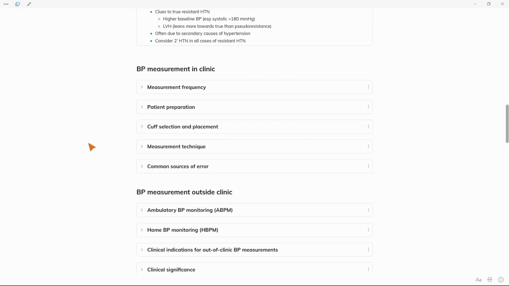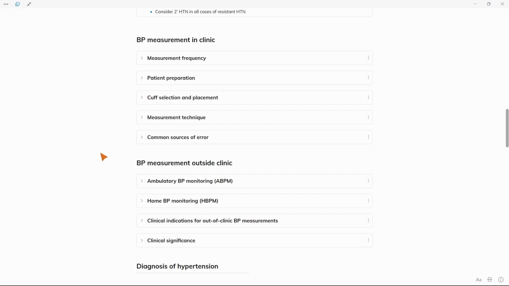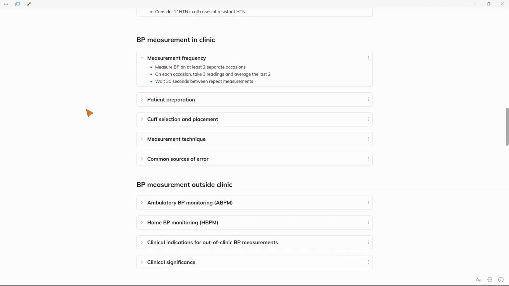So before we can treat hypertension, we need to diagnose hypertension. And in order to diagnose hypertension, you need to measure the blood pressure correctly, both in clinic and out of clinic. So we'll start with in clinic because that is when you will pick up a patient who has hypertension. So the frequency, how often you measure a patient's blood pressure when you suspect that they have hypertension, or whenever you want to measure a blood pressure, is that the results of a blood pressure must not be taken in isolation. You need to have multiple blood pressure readings on multiple different occasions.